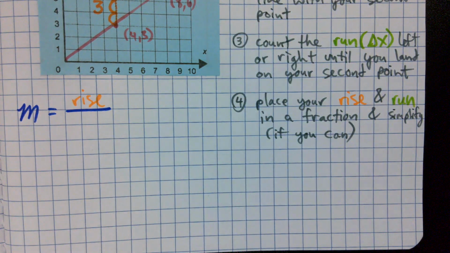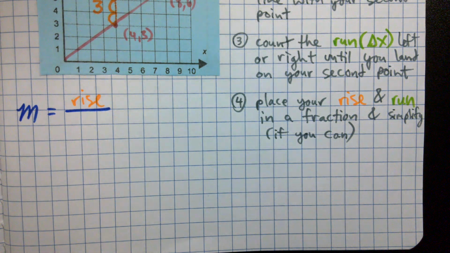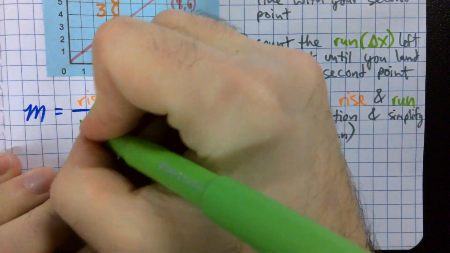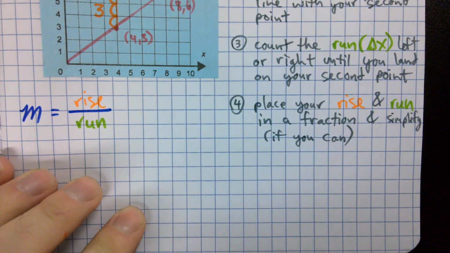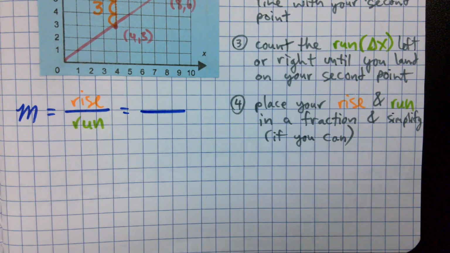So the formula to find slope is almost identical to the formula to find k, except instead of just taking a y coordinate and putting it over its x coordinate, we're finding the change from one x coordinate to the next and the change from one y coordinate to the next. That's why we call it rise over run instead of just y over x.